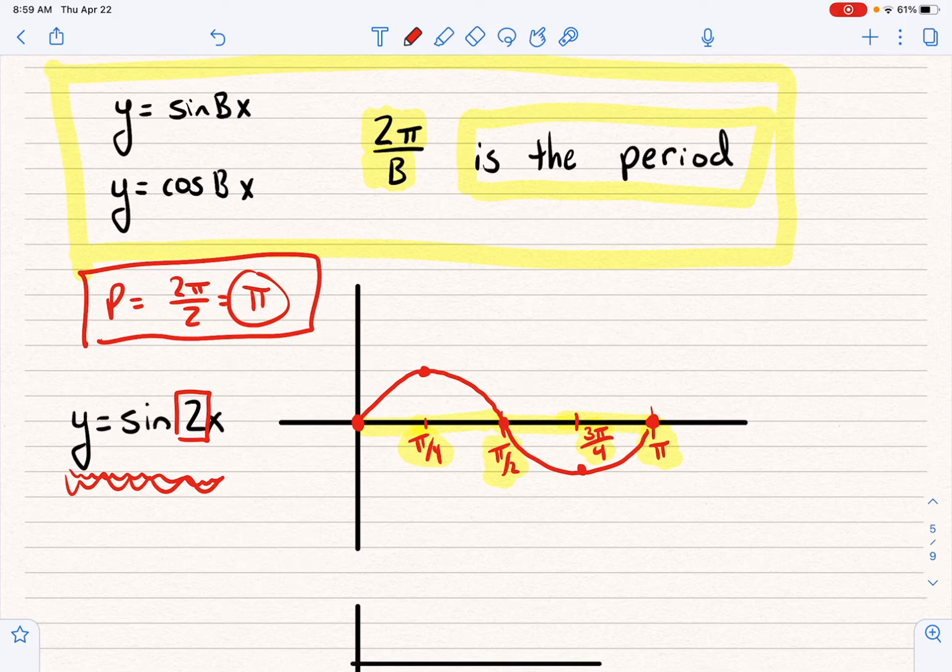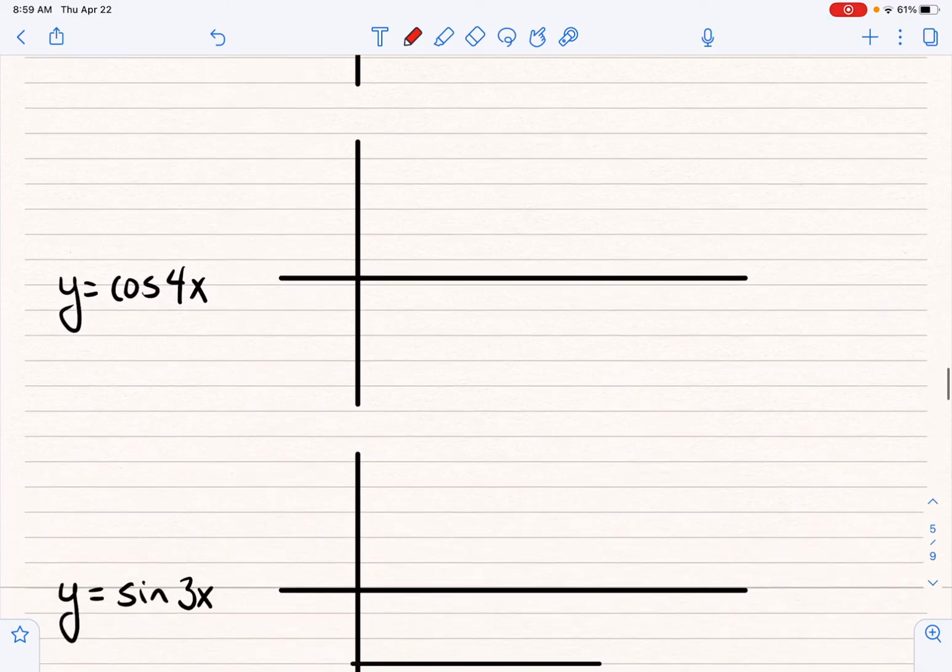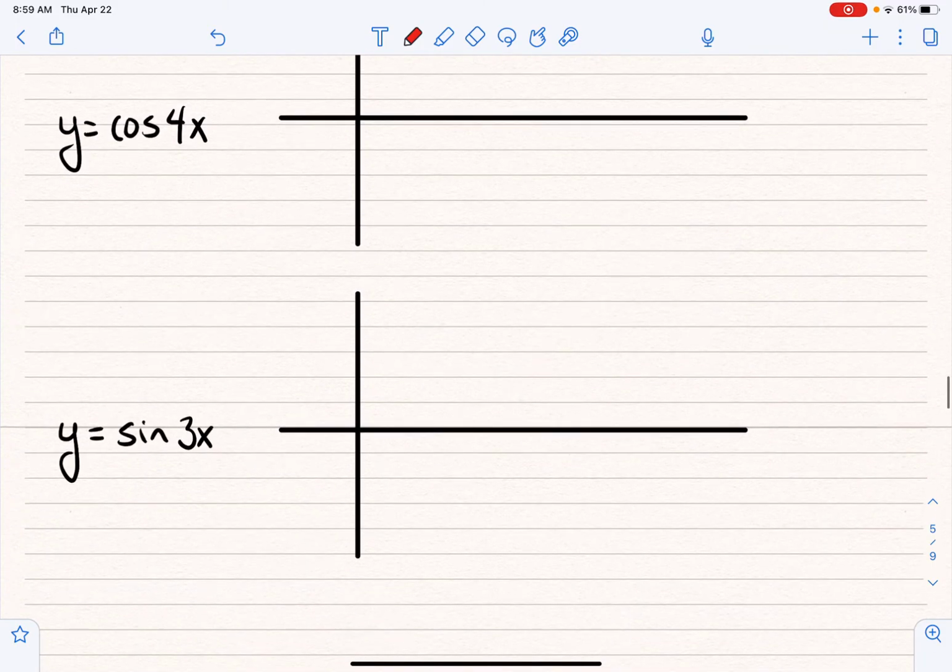All right, your turn. What I want you to do is graph both of these functions: y equals cosine 4x, and y equals sine 3x. I'm guessing it probably takes you a minute or two to do each one, so we'll pause the video for just a few minutes, and then we'll see how you did.